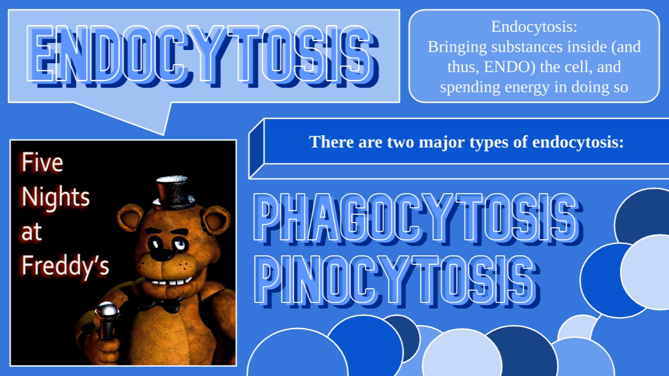Endocytosis, in very simple terms, is when a cell takes in a substance. Endo literally means inside or internal, which will help you remember this. Exo, on the other hand, means outside or external. But we'll get to exocytosis later.